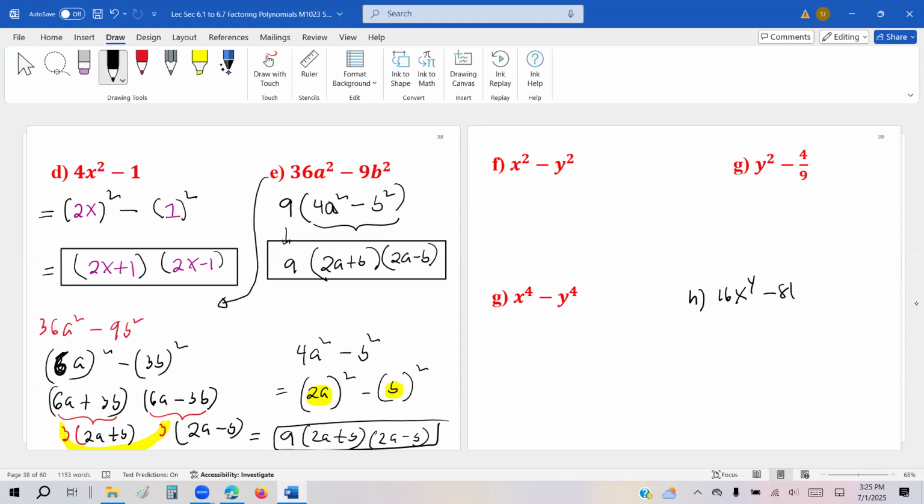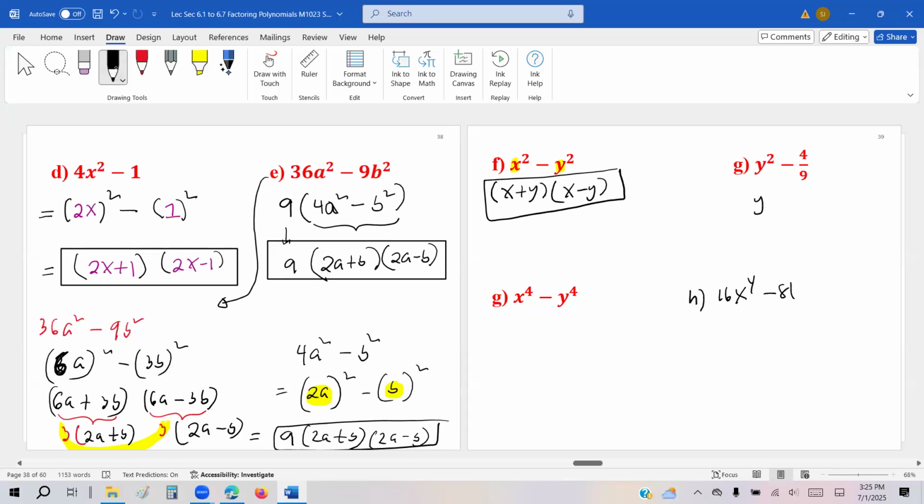Okay, let's do them together. The first 2 was easy. What's the factor for the first one? x squared, no, x minus y. X plus y, x minus y. So all you have to do is look at the bases. What bases do they have?